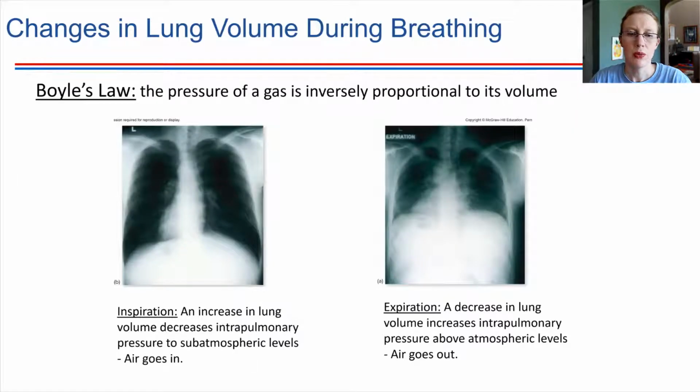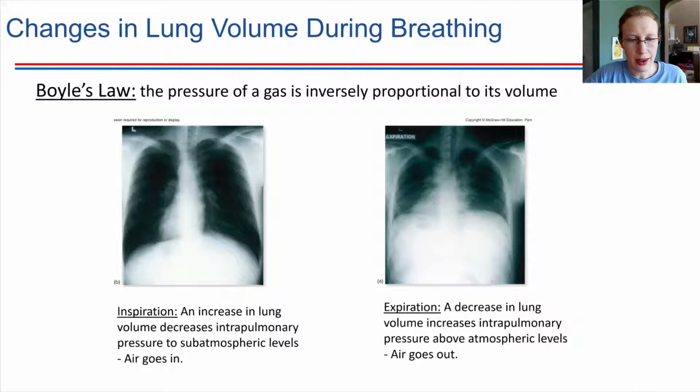The relationship between the pressure of a gas and its volume is captured with Boyle's Law. Boyle's Law states that these two things are inversely related to each other. The smaller the volume of a gas is, the greater its pressure is going to be. The larger the volume of a gas, the lower the pressure is going to be.